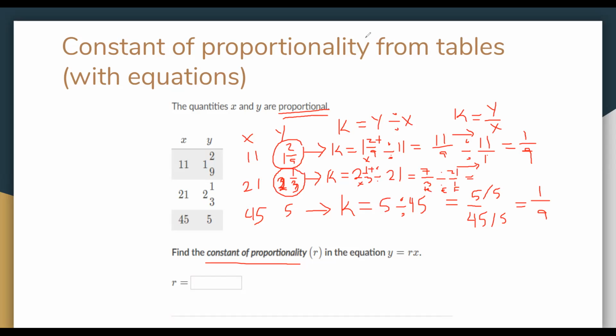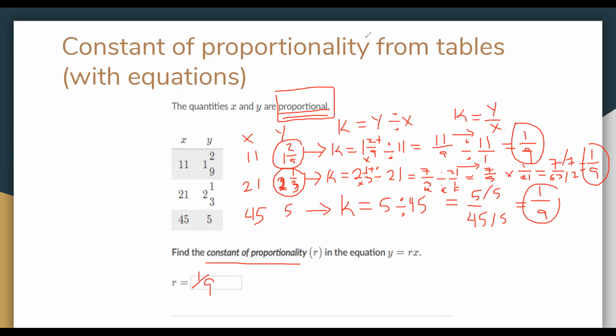So that's going to be keeping 7 over 3, changing division to multiplication, and flipping 21 over 1 to be 1 over 21, which is going to equal 7 times 1 is 7, and 3 times 21 is 63. So I'm going to divide both of these by 7 to simplify it, and I get 1 over 9 again. So in all 3 cases, no matter which pair you chose, because the table was proportional, my answer is 1 over 9 as my constant of proportionality.